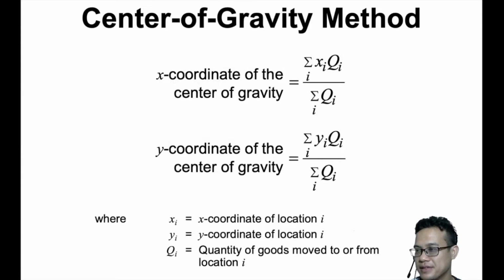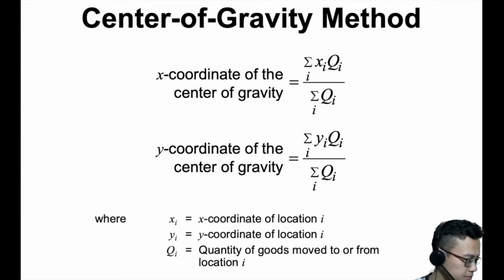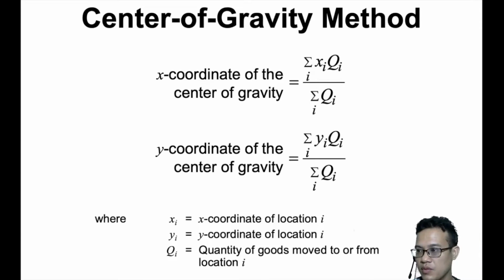Now this is the formulation. The X coordinate of the center of gravity is the sum of the observation X multiplied by Q, divided by the sum of Q i. And for the Y coordinate, you use Y as your observation, with the quantities. Whereby X i is the coordinate of location i, Y i is the coordinate of location i, and Q i is the quantity of goods moved to or from location i.